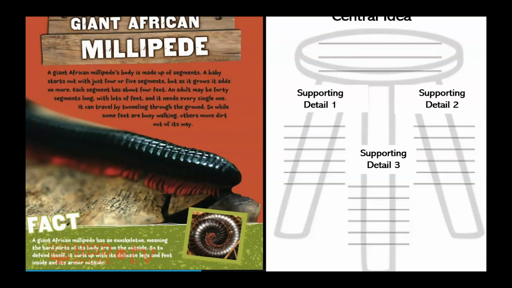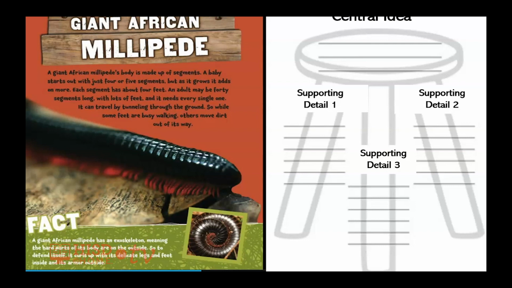Giant African millipede. So, let's look at step 1. Step 1 asks us to look at the title for hints and clues. And then step 2 wants you to read the text to determine the topic and ask yourself, what does the author want me to know?